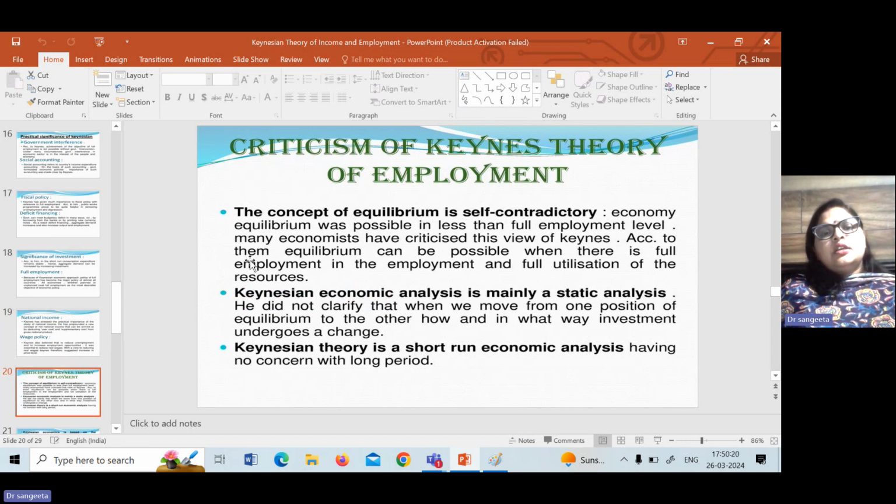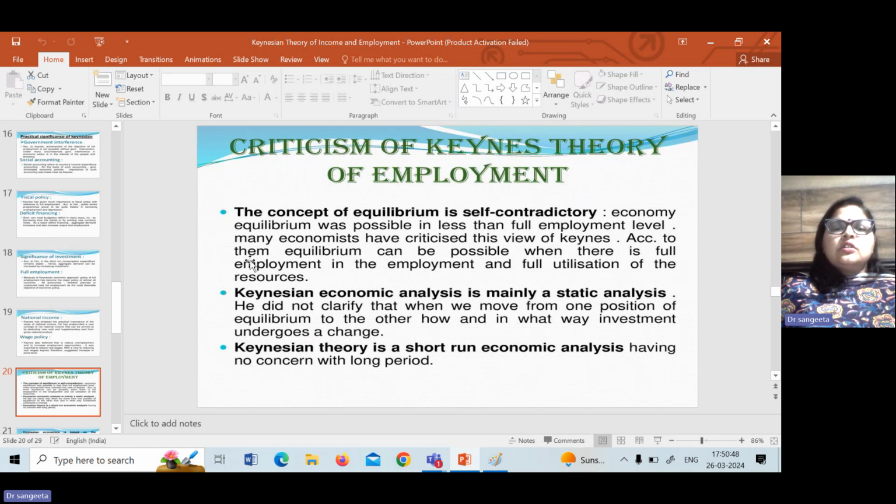Next comes the criticism of the Keynesian theory of employment. First one is that the concept of equilibrium is self-contradictory. Keynes stated that the equilibrium point is where the aggregate demand is equal to aggregate supply. But further, he explained that there can be underemployment and overemployment. So this point is still contradictory in his theory.